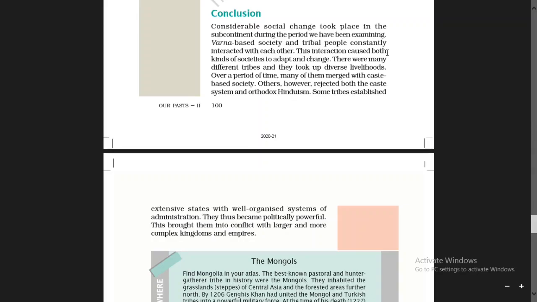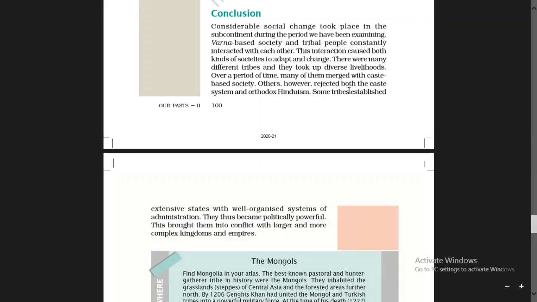This interaction caused both kinds of societies to adapt and change. There were many different tribes and they took up diverse livelihoods. Over a period of time, many of them merged with caste-based societies. They combined to form a single entity, mixing with Hinduism and caste-based societies.